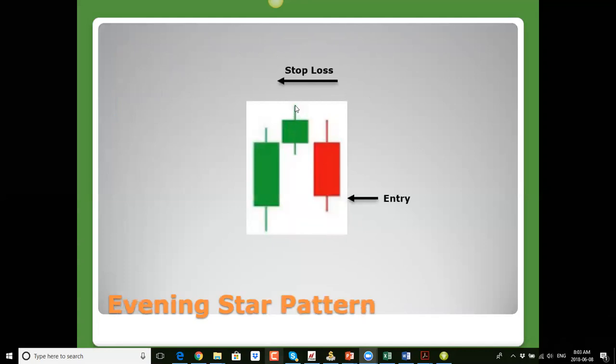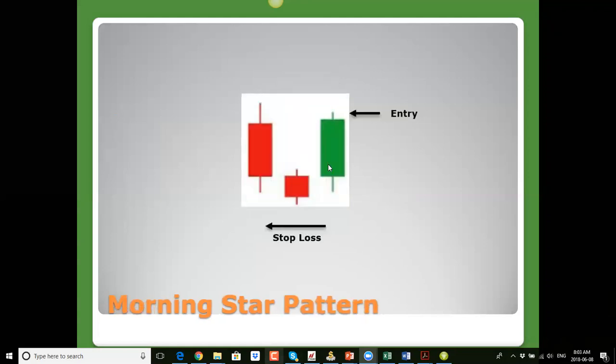So we want to make sure that it's above the, sorry, I said low before, sorry, above the high here of our indecision candle. So this is where our stop, oh, this is wrong. Sorry, what am I doing today? Okay, so Morningstar pattern. Actually, let me just fix that.